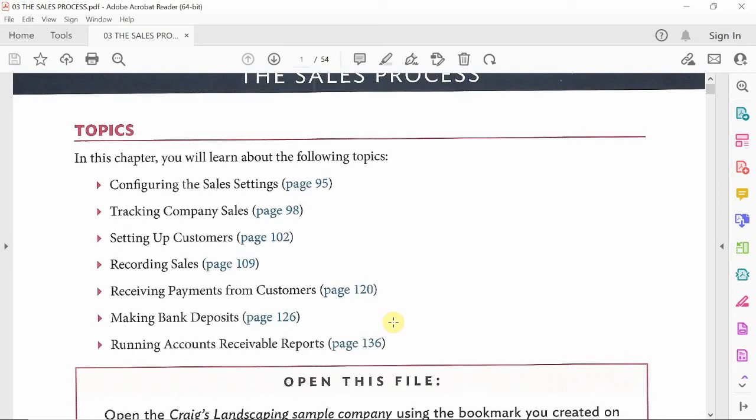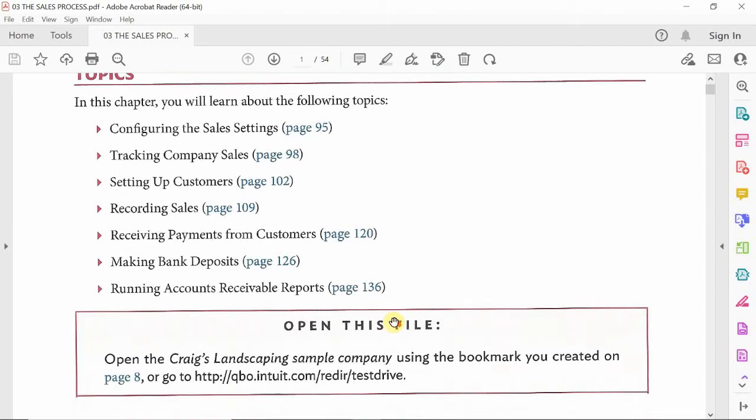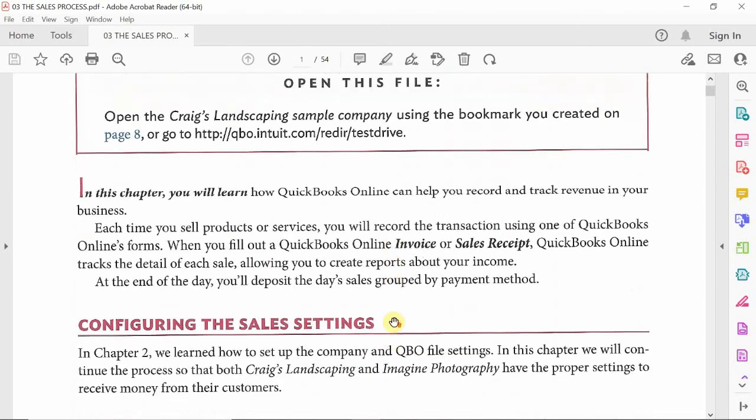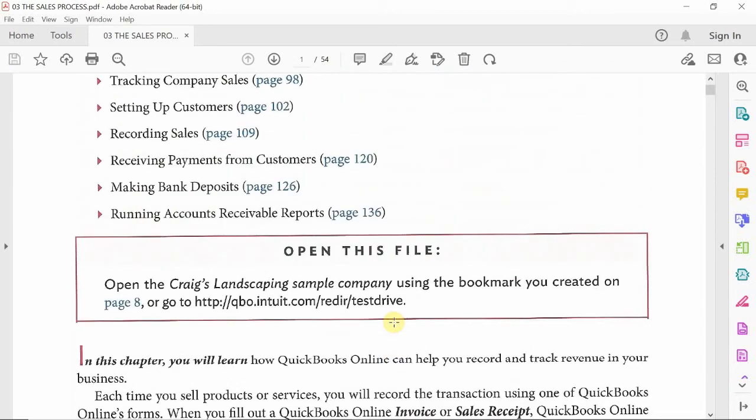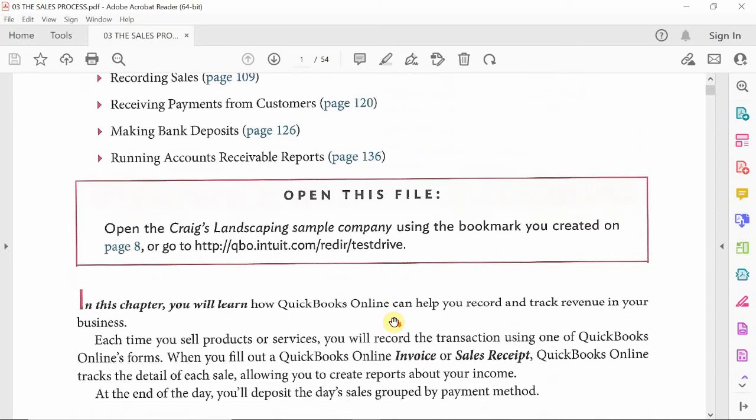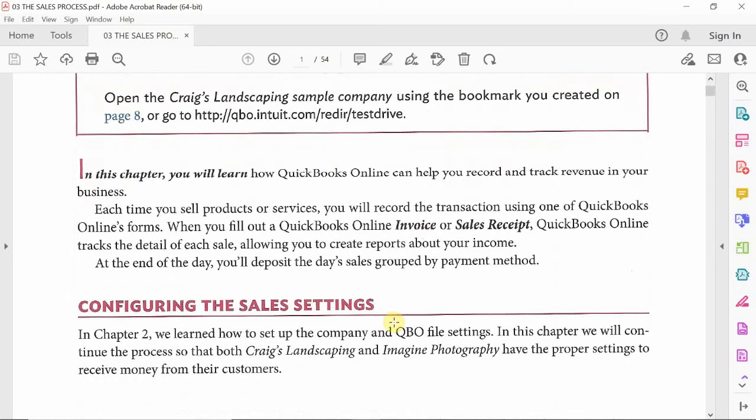We record our sales in two different ways. We either do a sales receipt or an invoice. And then we also are going to talk about making deposits and things like that, and how we actually get the flow of the sales from point A to point B, where we're introducing the sales, then we collect the money, and then we deposit the money.